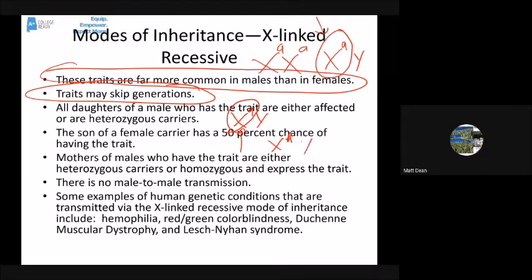So a female carrier would look like this. The son's either going to inherit this and not have the trait, or he's going to inherit this and have the trait.